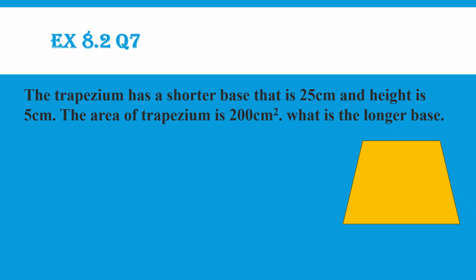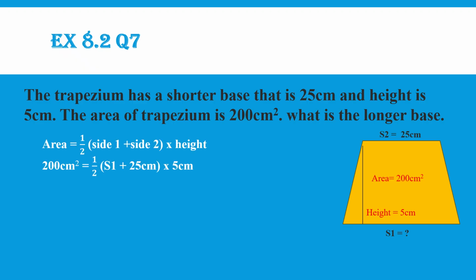So let's understand it with this figure. This is a trapezium. The area is 200 centimeter square. The height which is given in the question is 5 centimeter. One of the sides is 25 centimeter and another side we have to find out. But we can easily find it out if we know the formula for the area of a trapezium. The formula for the area of a trapezium is 1 by 2 into side 1 plus side 2 into height.